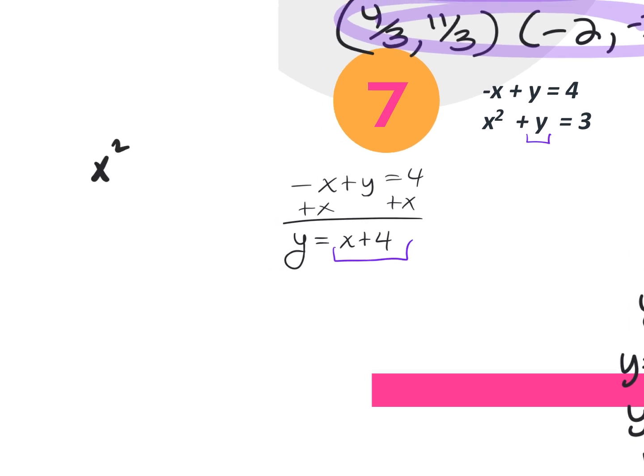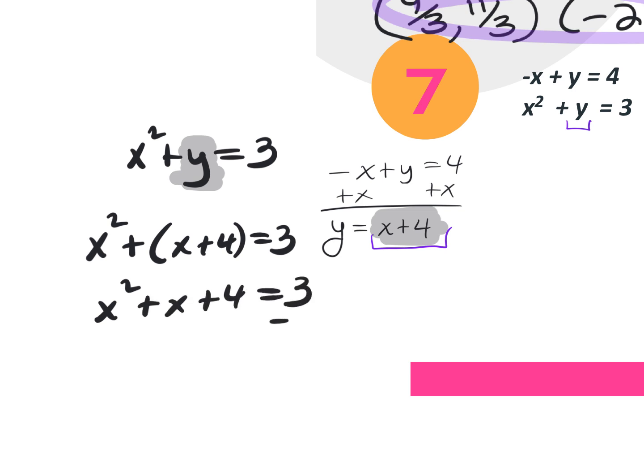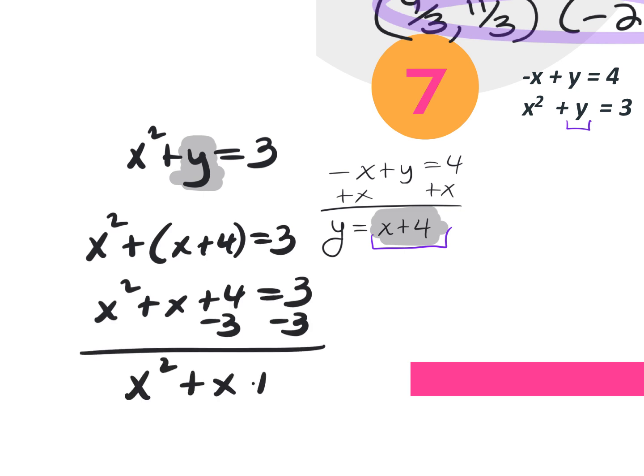So it's x squared plus y equals 3. And again, I'm taking out y and replacing y with x plus 4. So I get x squared plus x plus 4 equals 3. I really didn't need to put it in with parentheses because it's a plus sign, so let me just drop the parentheses. Then I need to move the 3 to the other side. And I get x squared plus x plus 1 equals 0.